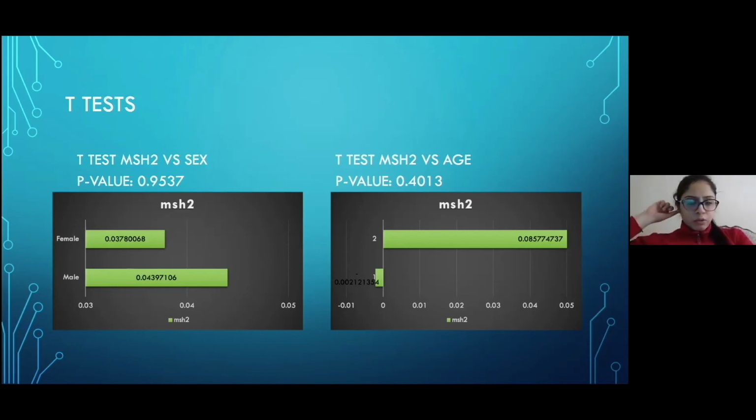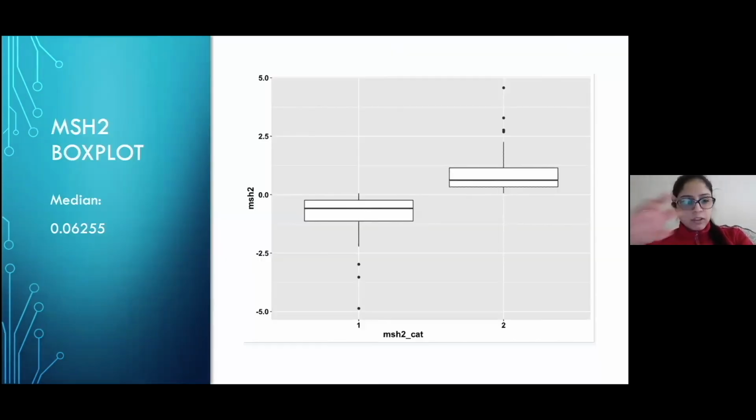Can you go to the next slide just quickly? I had one more question on the next slide. This one is again the same groups you were talking about? This one is split based on the median value of the MSH2. So below the MSH2 median of 0.06255 is 1, above is 2. Okay. All right. Because it wasn't clear to me. Thank you so much. Thank you.